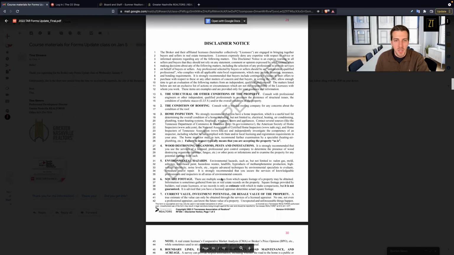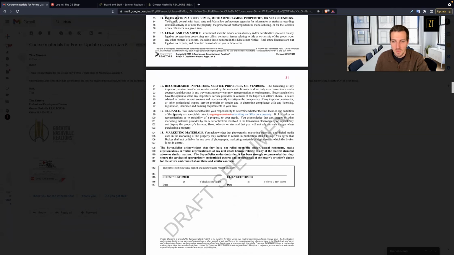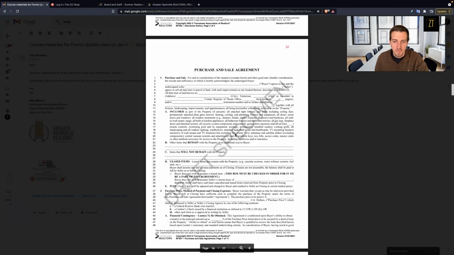Disclaimer notice, this has been updated on the last page right here, reliance. So it says, you understand that it is your responsibility, and this is talking to your client, customer, to determine whether the size, location, and condition of the property are acceptable prior to submitting an offer on a property. So they got rid of signing a contract and changed it so that your customer client should be aware to determine these things prior to submitting an offer on a property. That's the only change there.